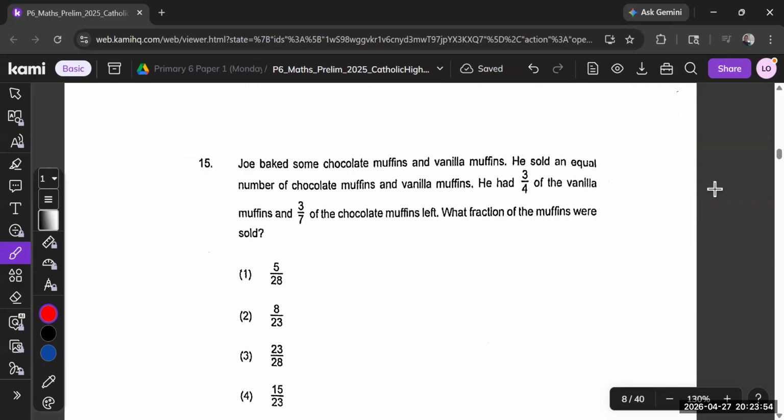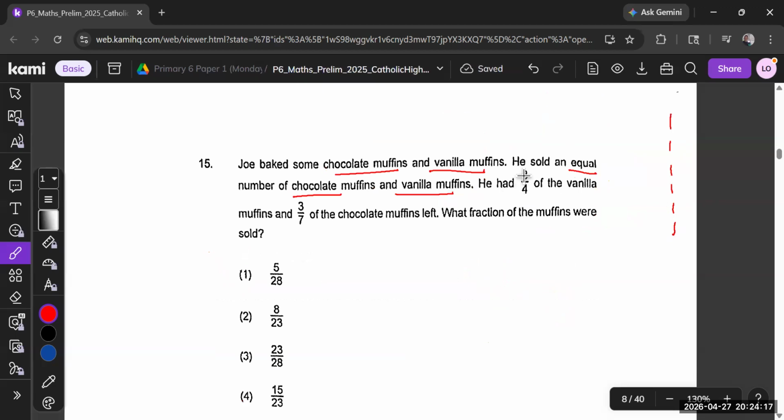Question 15. Wow, what's that? Fractions. Fractions means what? Model. Draw your model. If you don't know how to do, you have to draw the model. Now, Joe baked some chocolate muffins and vanilla. He sold an equal number of chocolate and vanilla. When you see something equal to something, your model has a dotted line. So if you draw your model and you don't have a dotted line, you will get stuck.